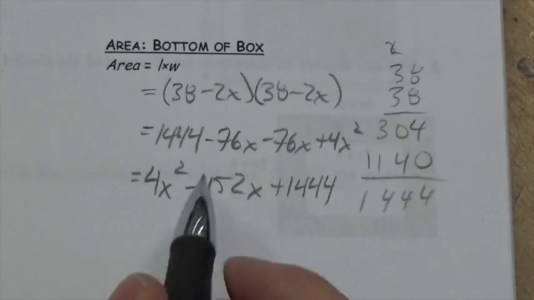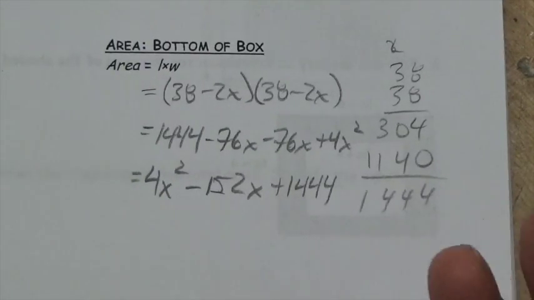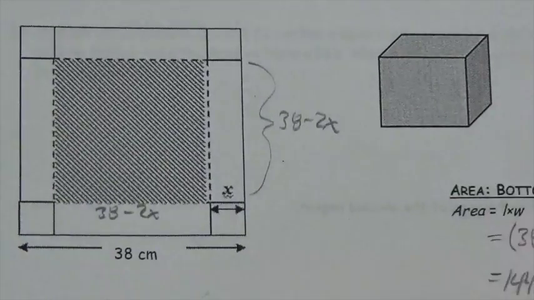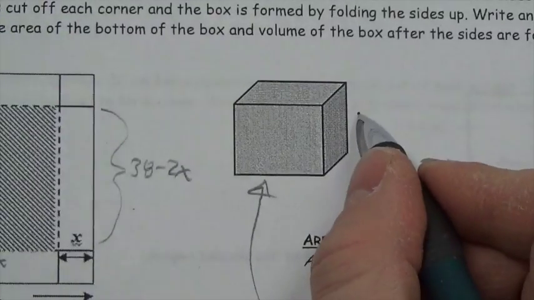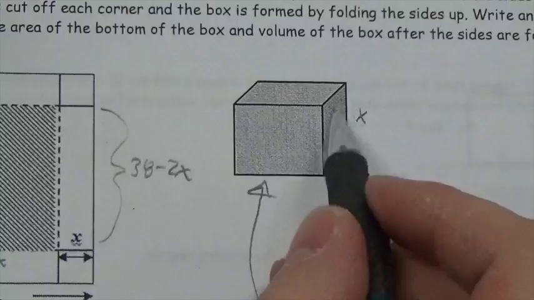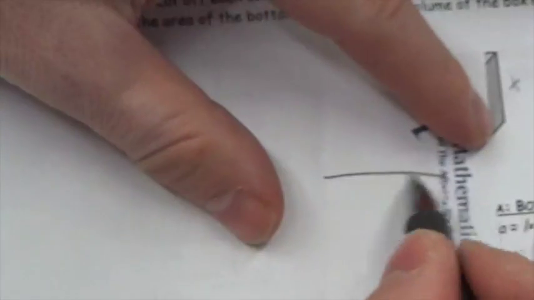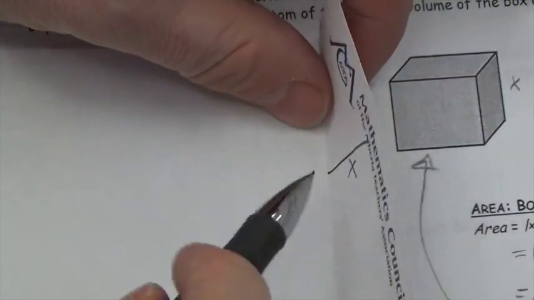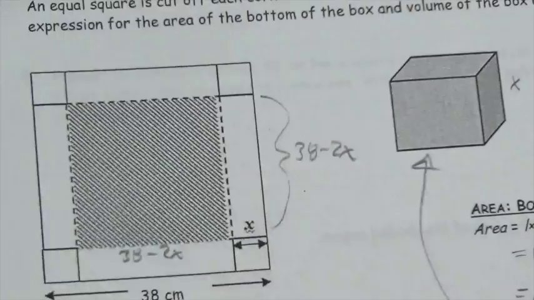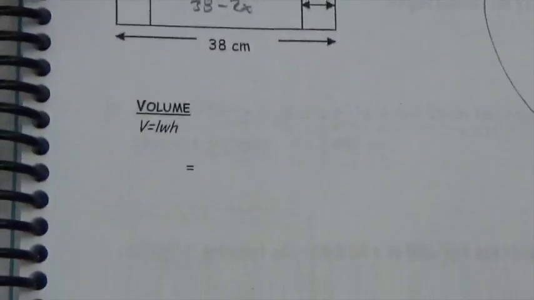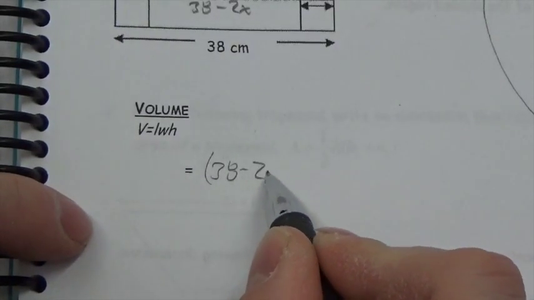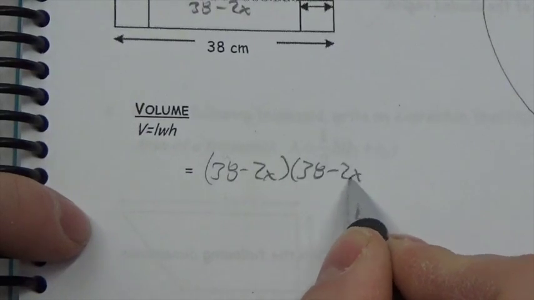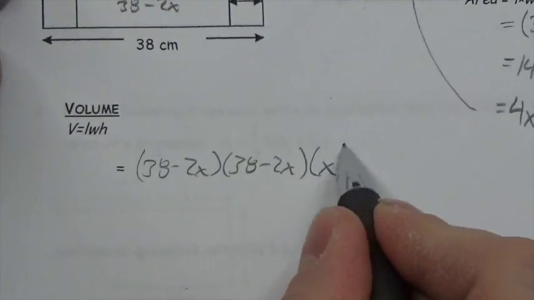Now, I'm going to move over to my volume. When I flip this up here, bear in mind that this expression represents the area of the base of that box, and we've already established that the height of the box is going to be x. When I fold those sides up, if this distance right here is x, and I fold that up, then the height of the box is now x. So now the volume is going to be length times width times height. That's going to be 38 minus 2x multiplied by 38 minus 2x. There's my length times my width, and there's my height, x.